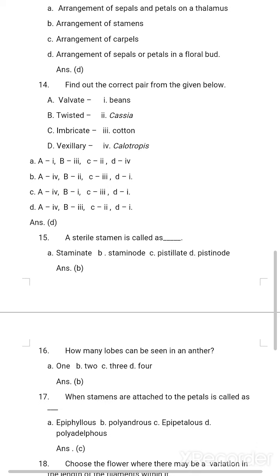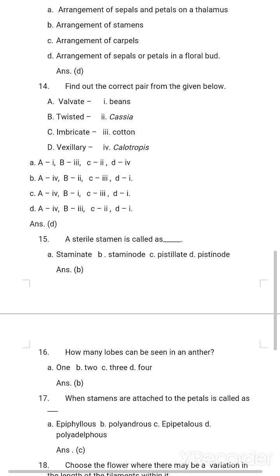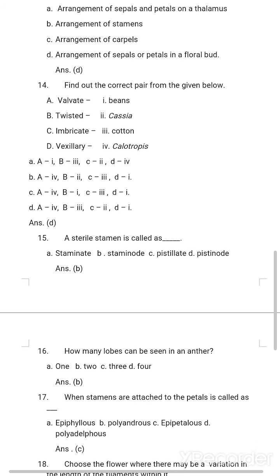So this type of imbricate aestivation can be seen in a flower, it is nothing but Cassia. Very important example. Next, vexillary. Vexillary aestivation is also called papilionaceous aestivation. It can be seen in flowers like beans or peas, where 5 petals are present. Those 5 petals are of 3 different types.